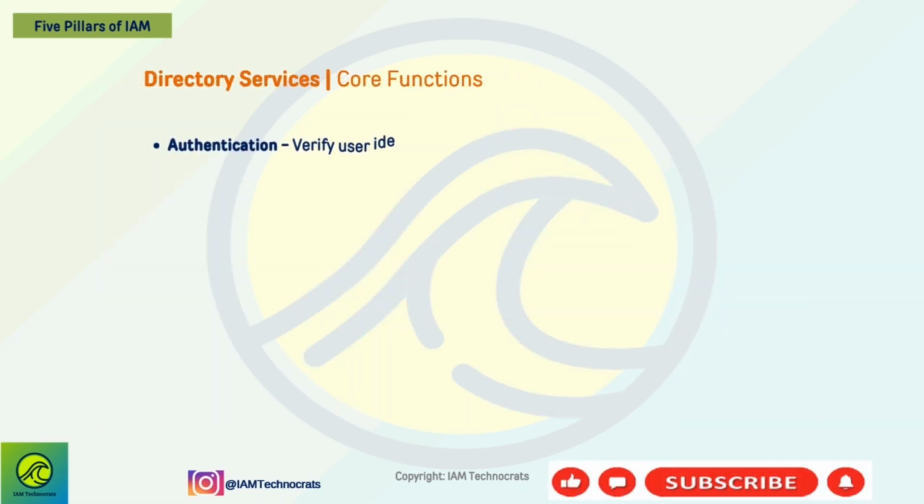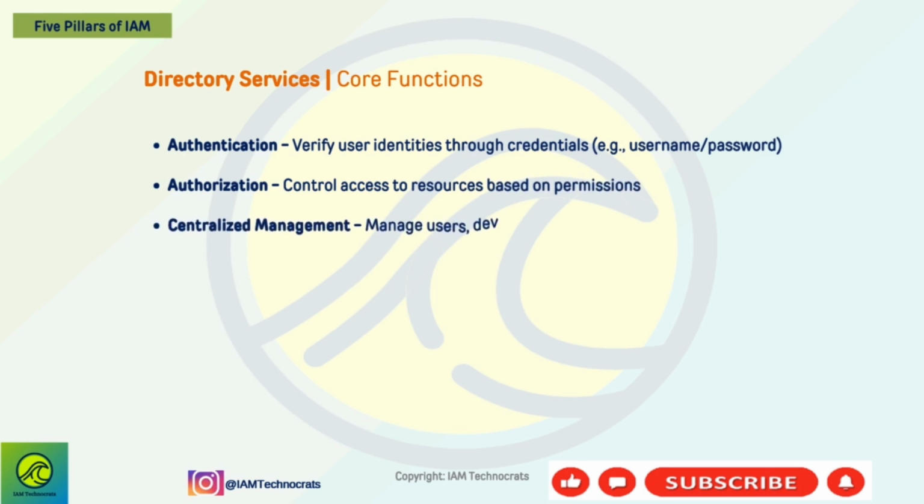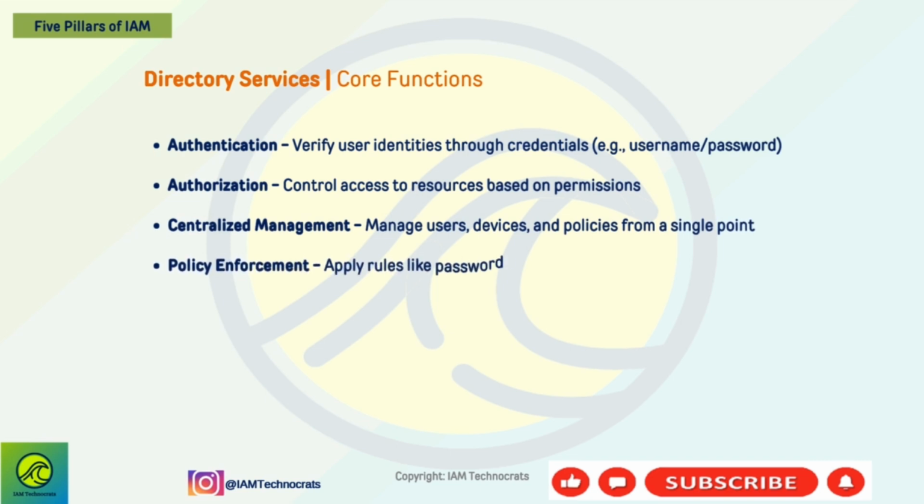The core functions of directory services are authentication, authorization, centralized management, and policy enforcement. Authentication verifies user identities through credentials, for example username and password. Authorization controls access to resources based on permissions. Centralized management manages users, devices, and policies from a single point. Policy enforcement applies rules like password complexity and session timeouts.